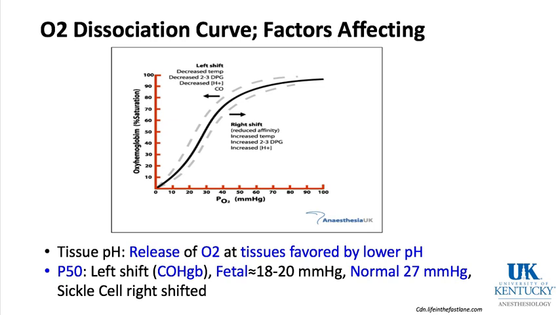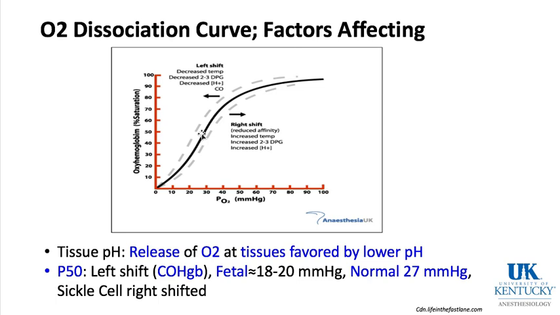The next keyword is oxygen dissociation curve and some of the factors affecting it. On the y-axis of the oxygen dissociation curve is oxyhemoglobin saturation percent, and on the x-axis is partial pressure of oxygen in millimeters of mercury. And the P50, or the partial pressure of oxygen at which hemoglobin is 50% saturated, is about 27 normally.